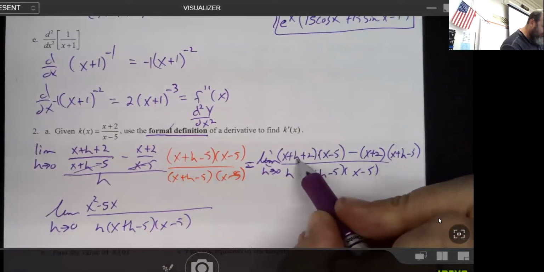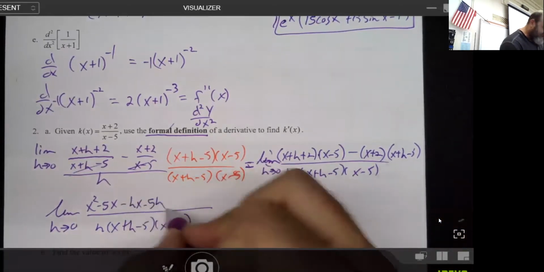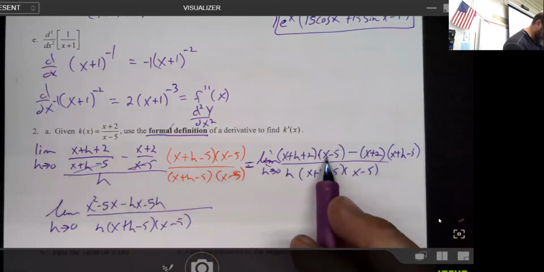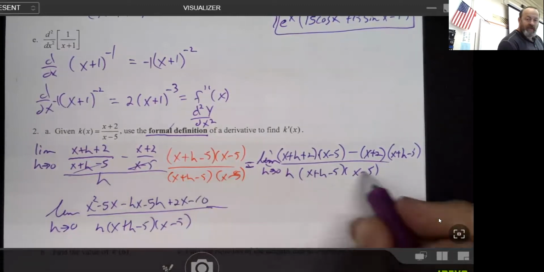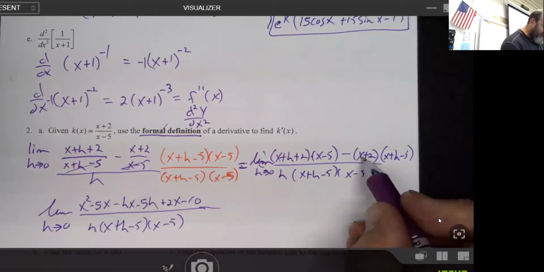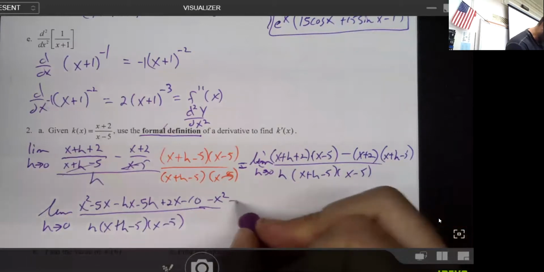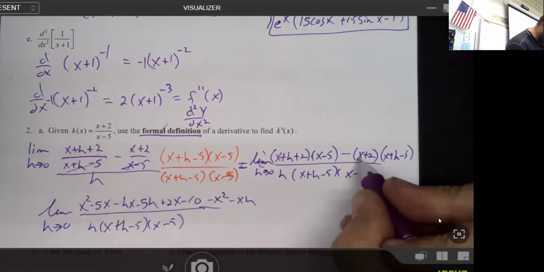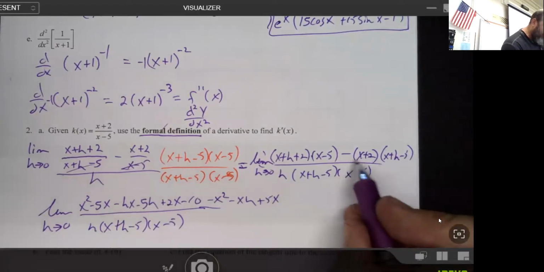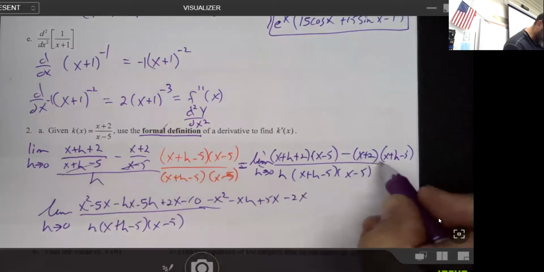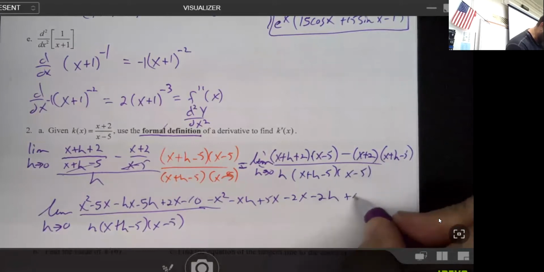I'll have hx minus 5h. Then I'm going to distribute the 2x minus 10. Now over here, I have to be really careful about distributing that negative. I'm going to have a negative x squared, a negative xh, a positive 5x. I think I've distributed this negative x over. And then the negative 2, which is going to be a negative 2x and negative 2h. And last but not least, a positive 10.